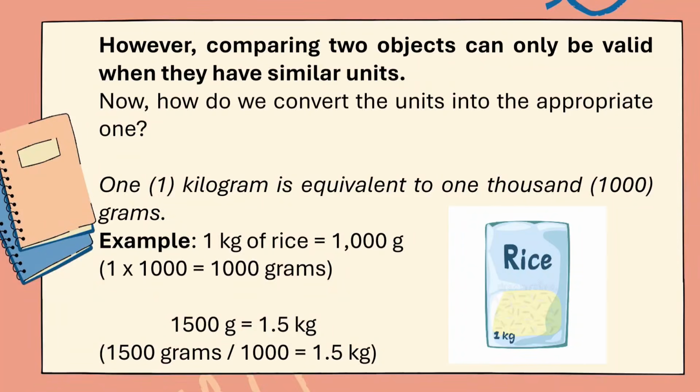However, comparing two objects can only be valid when they have similar units. Now, how do we convert the units into the appropriate one? 1 kilogram is equivalent to 1,000 grams. Example, 1 kilogram of rice is equal to 1,000 grams, and 1,500 grams is equal to 1.5 kilograms.